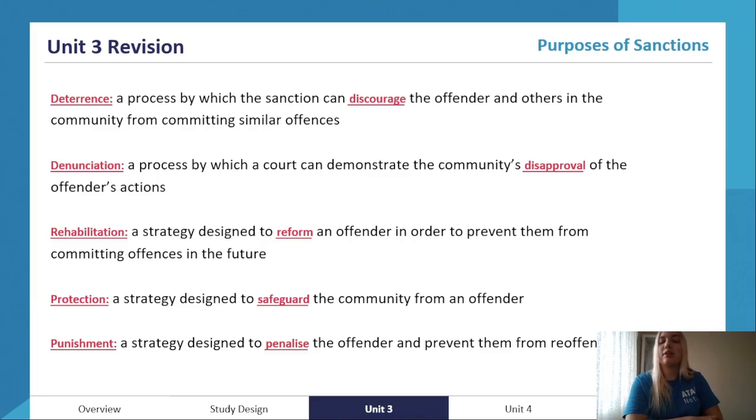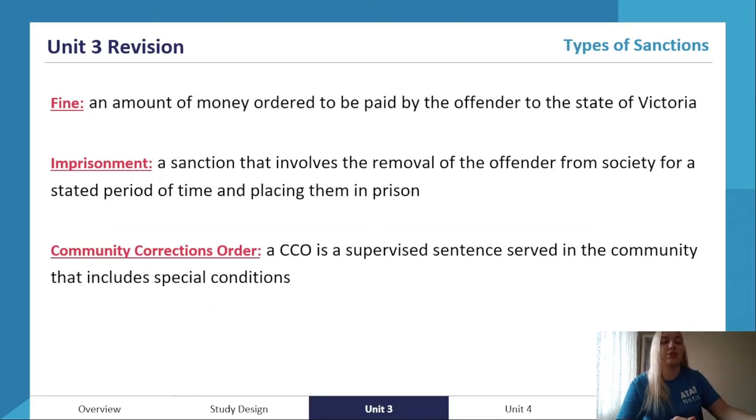Protection aims to safeguard the community from an offender. So, for instance, imposing a longer prison sentence for a murderer to make sure that they are held in custody by the state and the community is protected from them. And punishment aims to penalize the offender, preventing them from reoffending, and will also result in a more significant sanction being imposed.